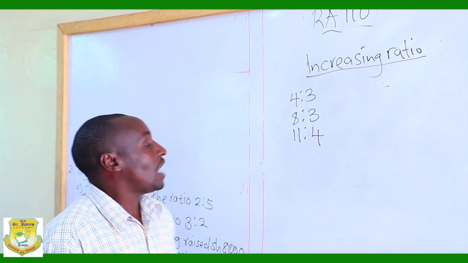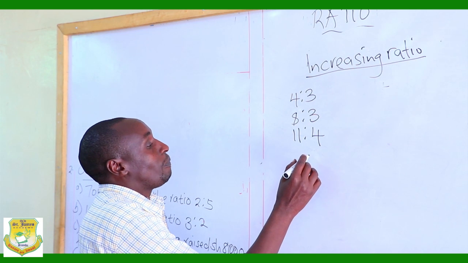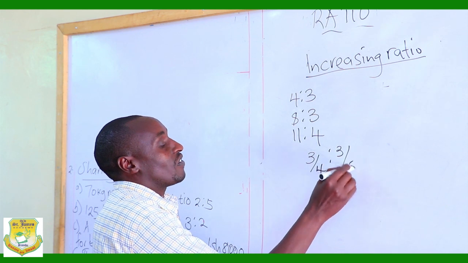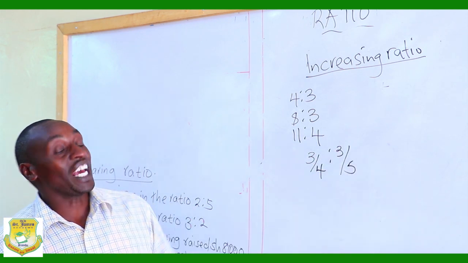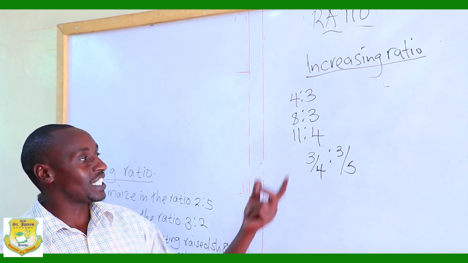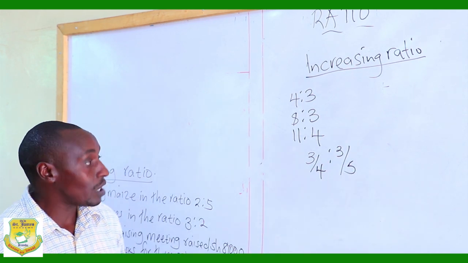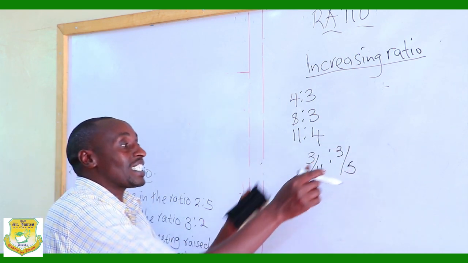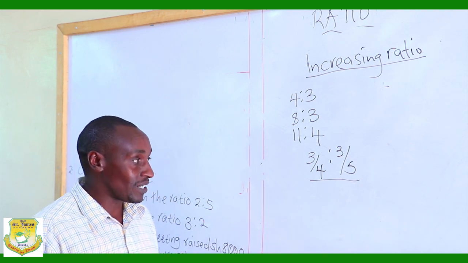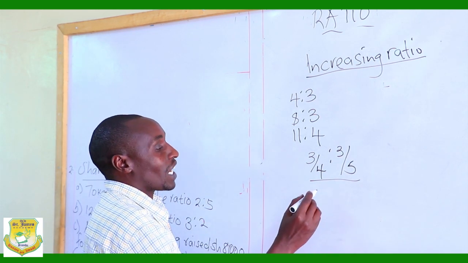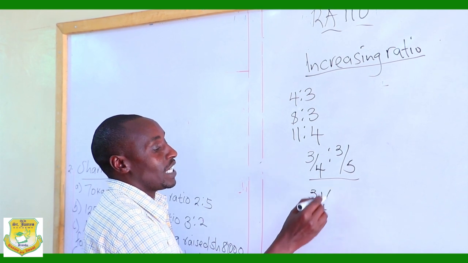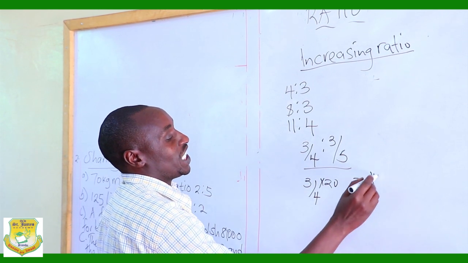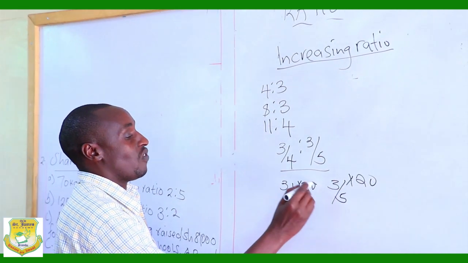Still, we can be given, for an example, a fraction, 3/4 is to 3/5. If you are given a fraction like this one, to check if it is increasing or decreasing, first of all, we look at the LCM of 4 and 5, so that we convert the fractions to whole numbers. So the LCM is 20. So I come here and take 3/4 times 20. Then I take 3/5 times 20. By 4, 1. By 4, 5.